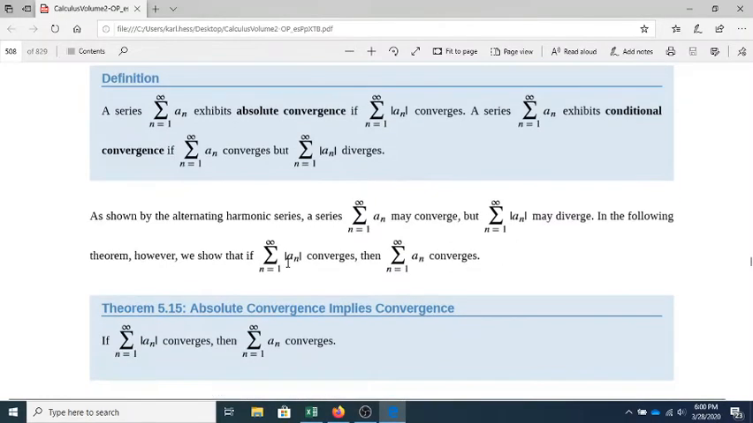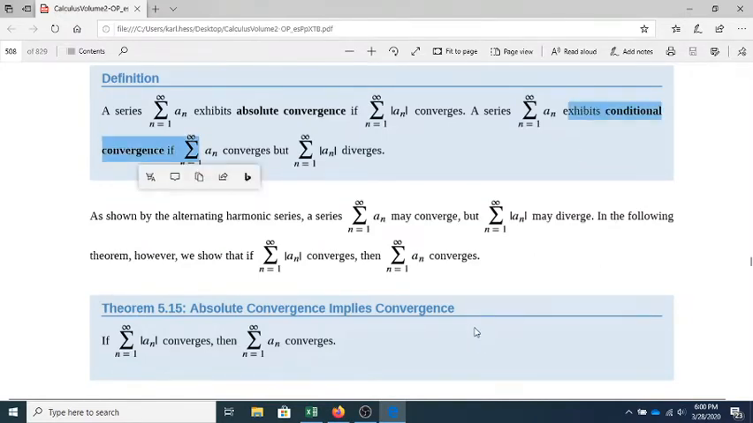So absolute convergence is actually a stronger condition than conditional or regular convergence. Absolute convergence implies regular convergence, but regular convergence doesn't necessarily imply absolute convergence. Remember, we said before, the truth of a statement doesn't really imply the truth of its converse. Okay, here the statement is, if you're absolutely convergent, then you're convergent. The converse would be, if you're convergent, then you're absolutely convergent. But that isn't always true. That's why we have this term conditional convergence.